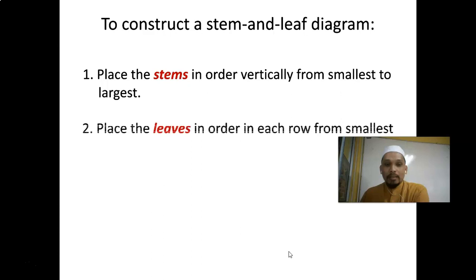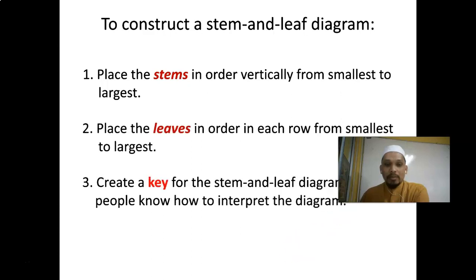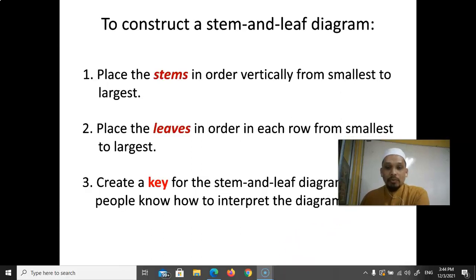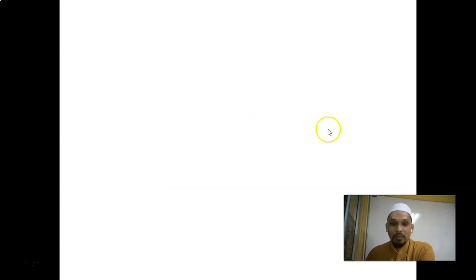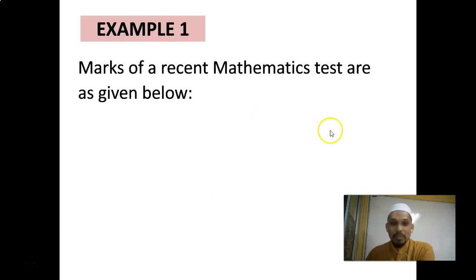Okay, so these are all the instructions on how to construct a stem and leaf diagram. You can read them by yourself, and we look into the example. First one here.